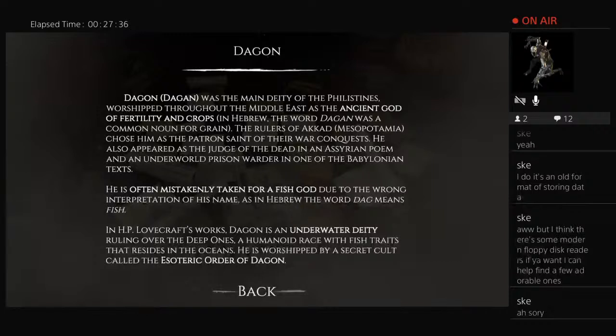In H.P. Lovecraft's works, Dagon is an underwater deity ruling over the deep ones, a humanoid race with fish traits that resides in the oceans. He is worshipped by a secret cult called the Esoteric Order of Dagon.